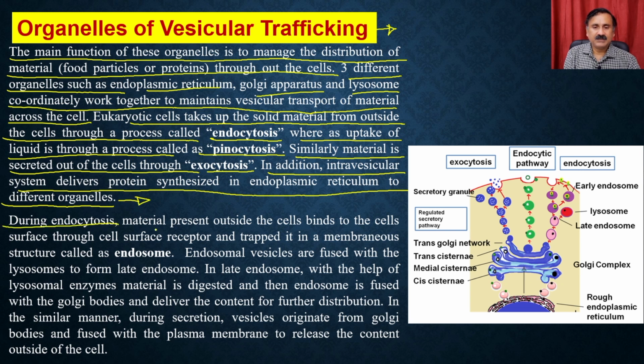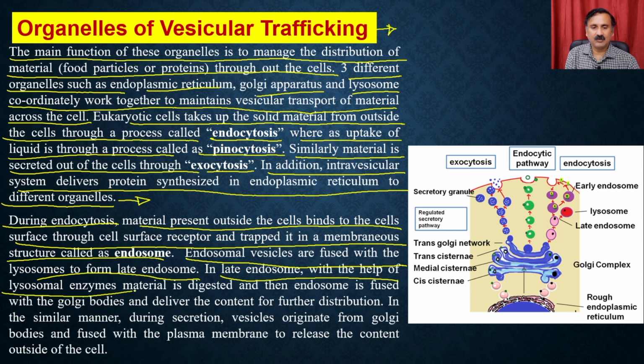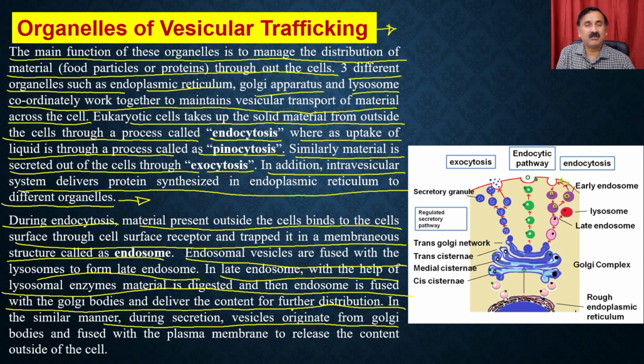During endocytosis, the material present outside the cell binds to the cell surface through the cell surface receptor and is trapped in a membranous structure called the endosome. The endosomal vesicles fuse with the lysosome to form the late endosome, and in the late endosome, with the help of lysosomal enzymes, the material is digested. Then the endosome fuses with the Golgi bodies and they deliver the content for further distribution. In a similar manner, during secretion, the vesicle originates from the Golgi bodies and fuses with the plasma membrane to release the content outside the cell.